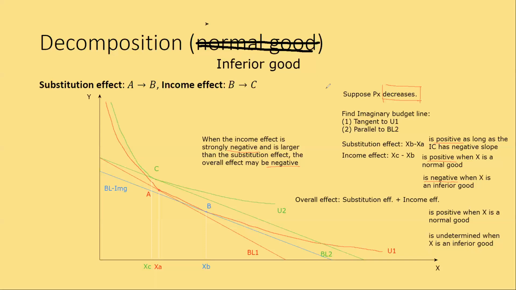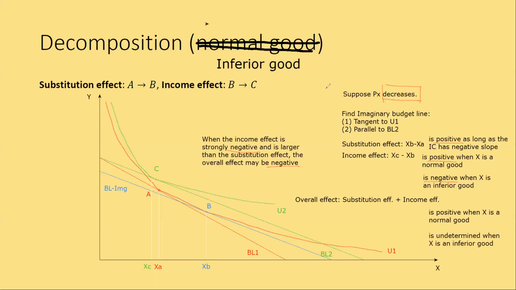We decompose our overall effect, which is the effect of moving from point A to point C, into the substitution effect and the income effect. Basically, the substitution effect is moving from point A to point B, while the income effect is moving from point B to point C.